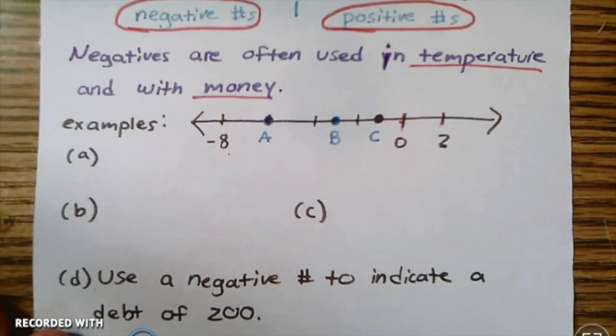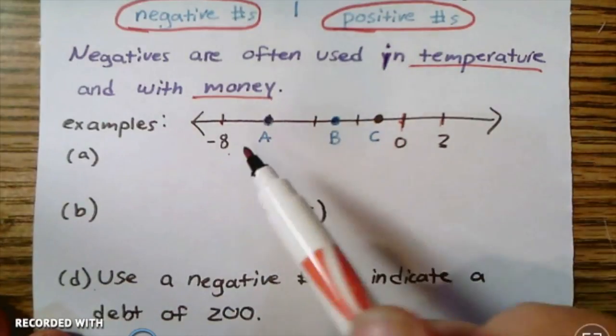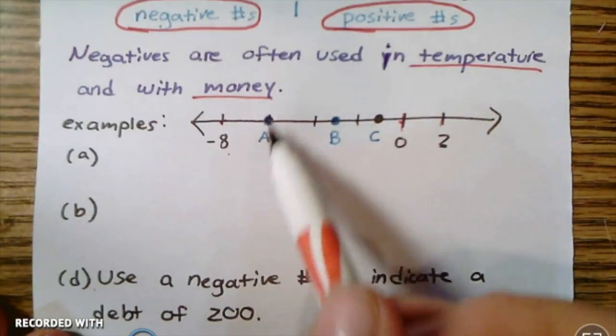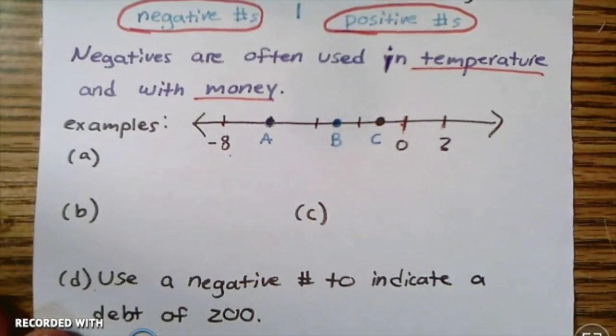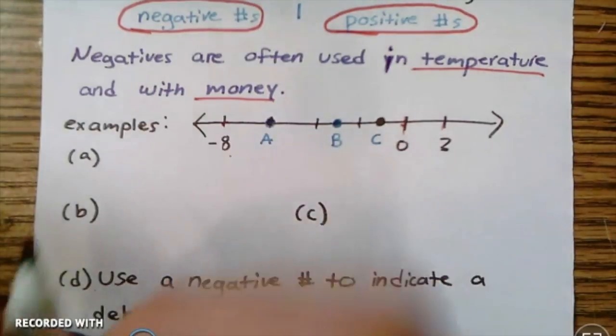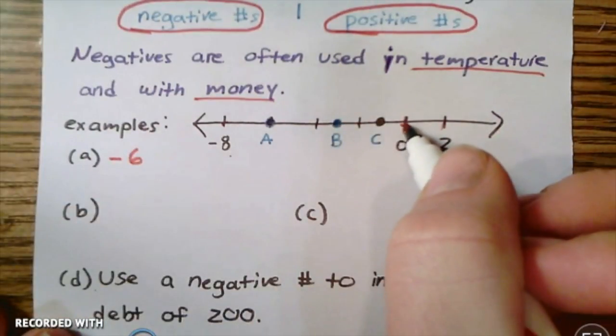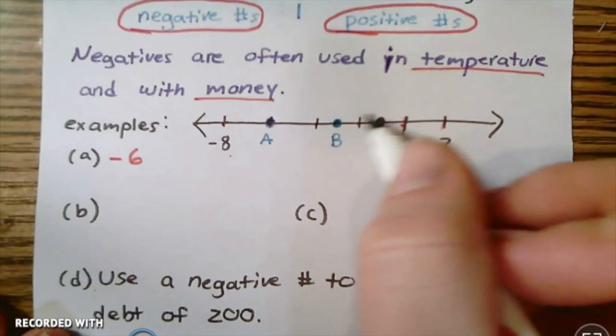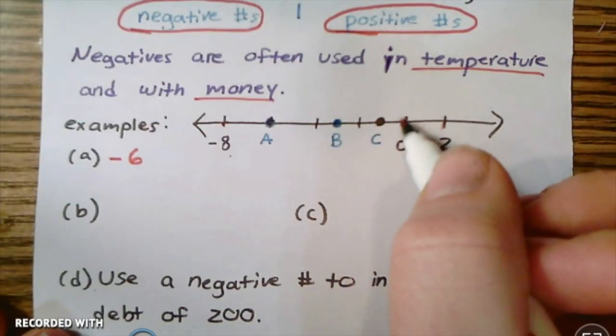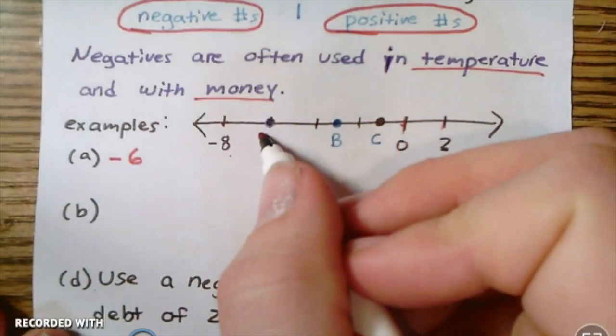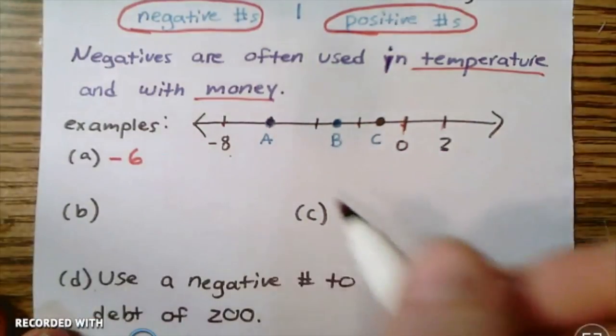Now we want to write which number these letters are. So let's start with A. What number is right here on this number line? Good, -6. The easiest way to do it is to count back from 0. We're counting backwards from 0: 0, -2, -4, -6.